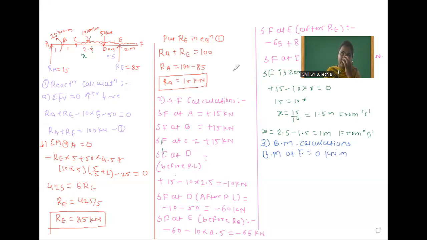After that, we will calculate bending moment at E. Bending moment at E, which is equal to, suppose this is our E point. Here UDL is applied. This is 2 meter. This is F, and intensity is 10 kilonewton per meter. So this pushes downward. So minus 10 into 2 into 2 by 2, which is equal to how much?